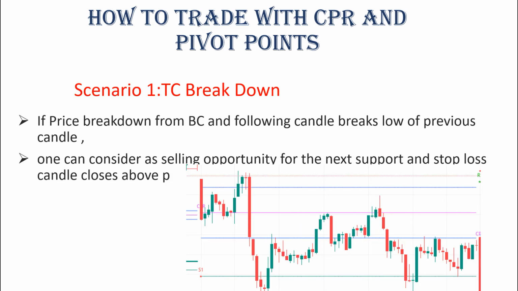Okay. Now we can see how we can trade if the TC breakdown happens. That is scenario number 1. In this picture, the pink line is the pivot, this is the TC, that is the top central level, and this is the BC, the bottom central level. If the price breaks down from BC and the following candle breaks the low of the previous candle, one can consider it a selling opportunity for the next target, and the stop loss can be placed above the P. So this is the stop loss.